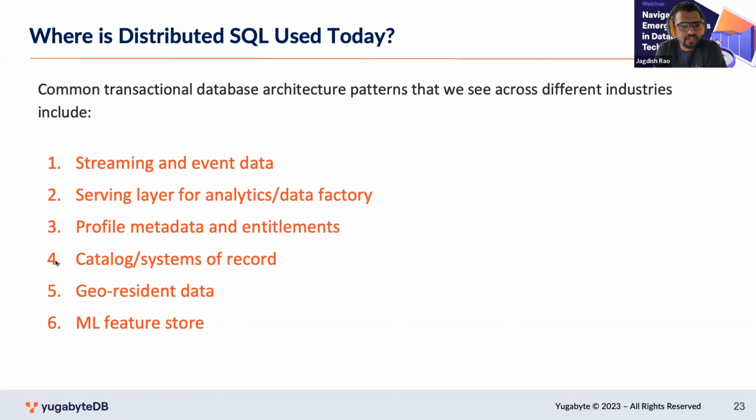We are catering to geo-redundant or geo-distributed data use cases and customers as well, and machine learning features. There are a few customers with machine learning use cases, and we are catering to those too, right? These are just a subset of the use cases, and there are many more applications of distributed SQL that we have seen: Fortune 500 global organizations partnering and collaborating with us in their application modernization journeys, right?